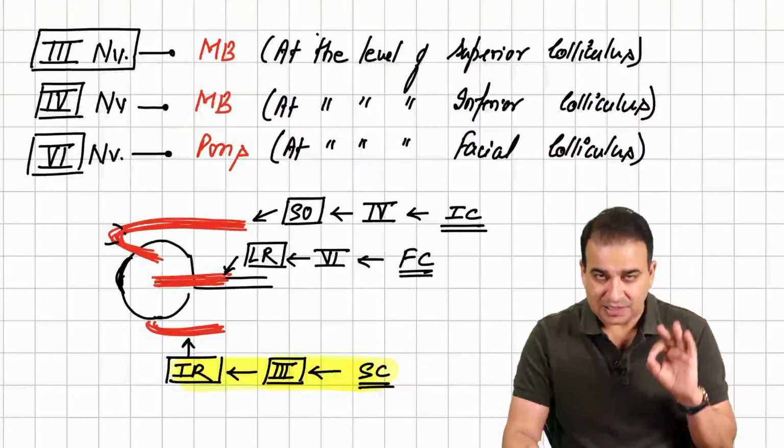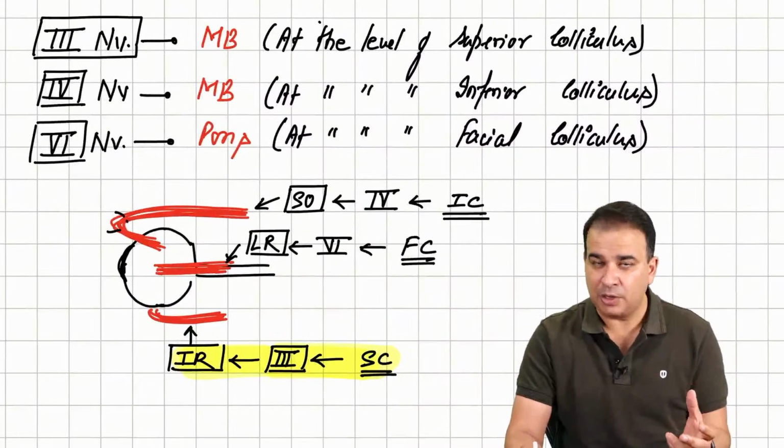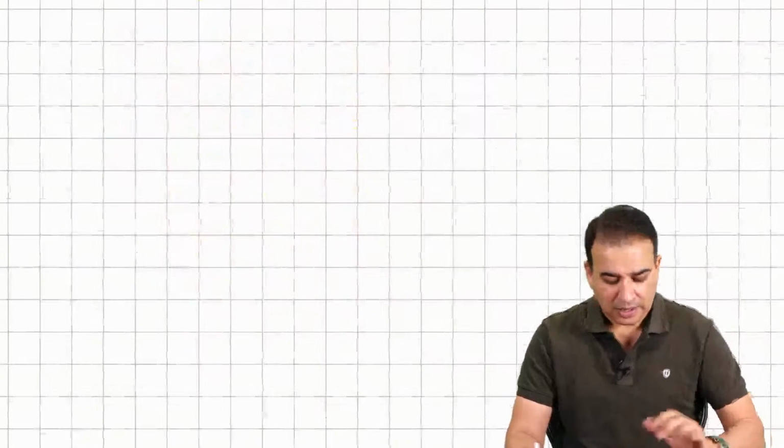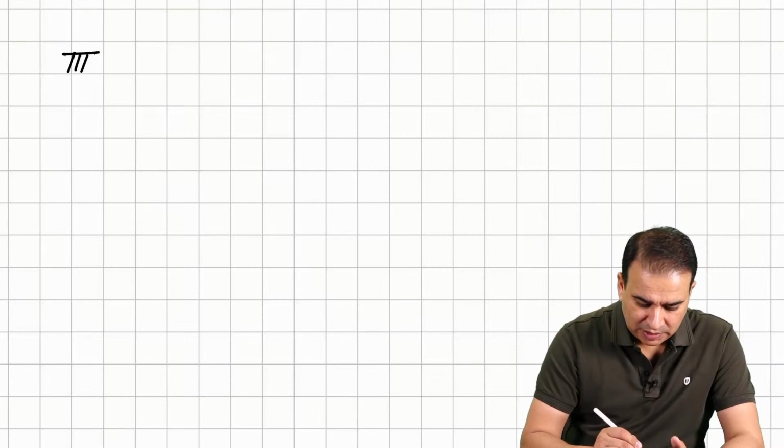Okay, let's take these nerves one by one and understand what kind of function they perform and what column they will come into. So here we go, guys. Let me start with the third nerve first, the oculomotor nerve.